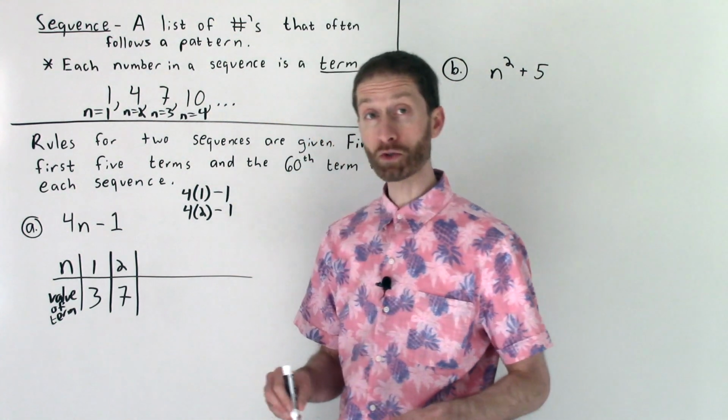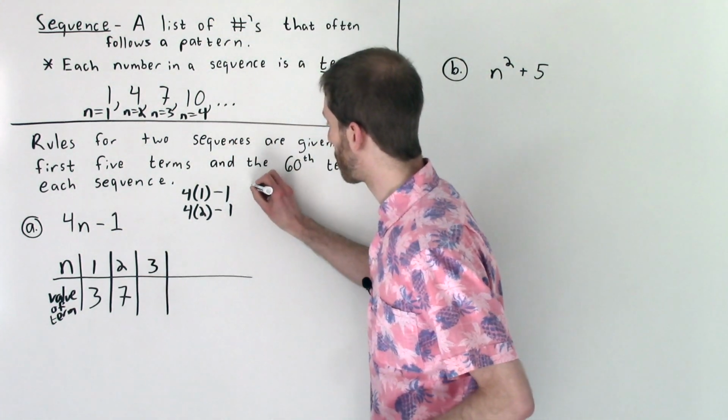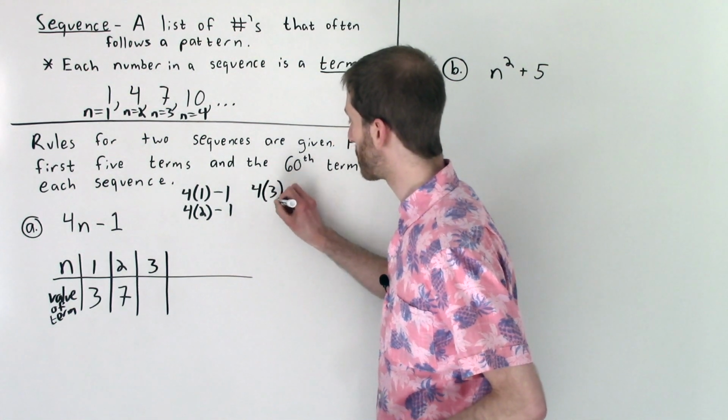Here then, we go to the third term. So again, I will plug 3 in. So I'll put this over here. We do 4 times 3 minus 1.